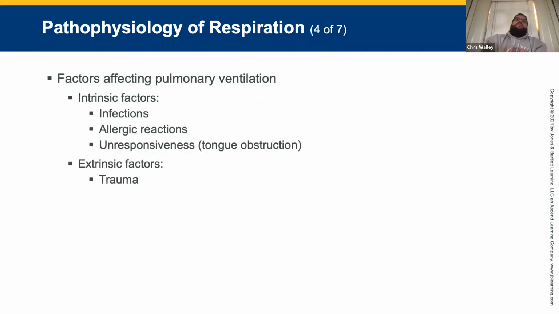Factors that are affecting the pulmonary ventilation. So we have infections, allergic reactions, and unresponsiveness. It talks about tongue obstruction, but remember, you're not going to swallow your tongue. It could be due to the reaction where the tongue has swollen and it's blocking the airway. You're not going to swallow it.